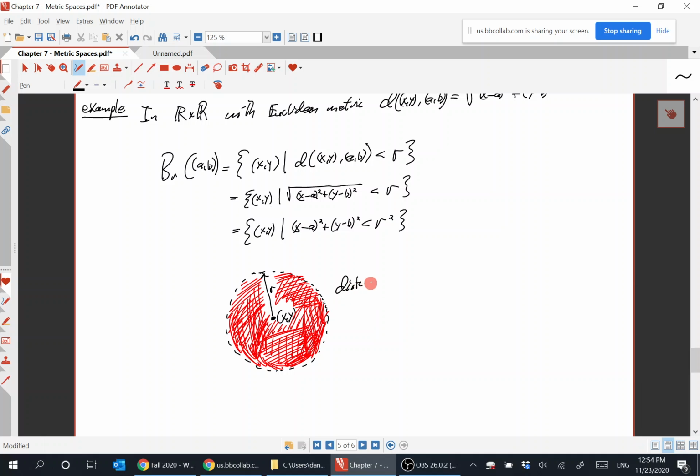If you're defining the open ball function at a, b, wouldn't the center of the circle be at a, b? Right, yeah. Sorry, just checking. Yep. So it's all the x, y's inside here. Disk of radius r centered at a, b, not including the boundary.